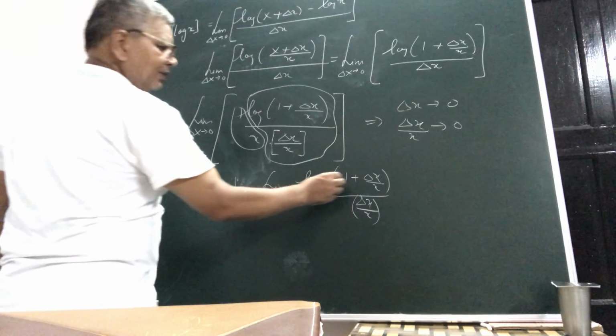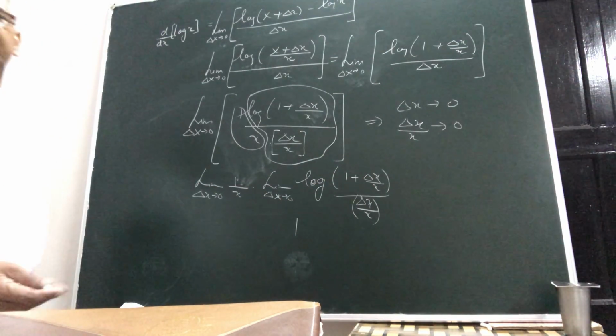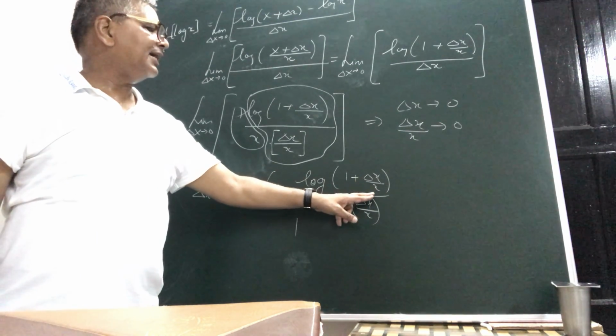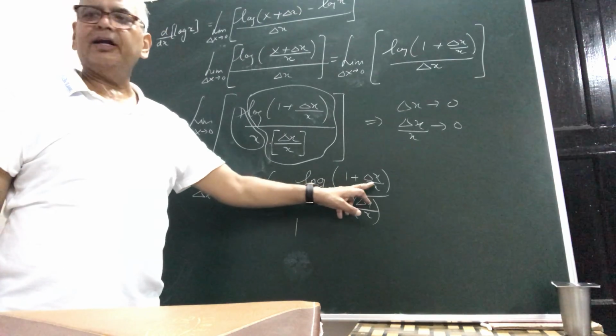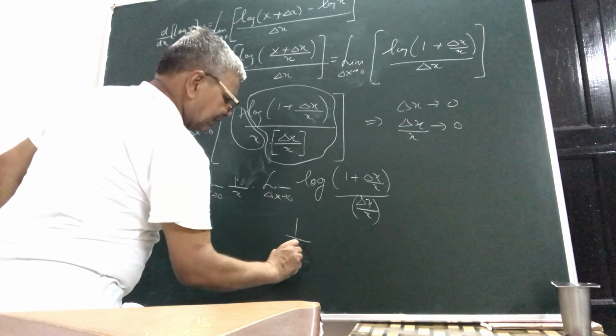Once this tends towards 0, this whole thing will become 1, because the limit of log of 1 plus t upon t is 1, provided t tends to 0. So if we put delta x upon x equal to t, it becomes log of 1 plus t upon t, and that's why this is nothing but 1 upon x.